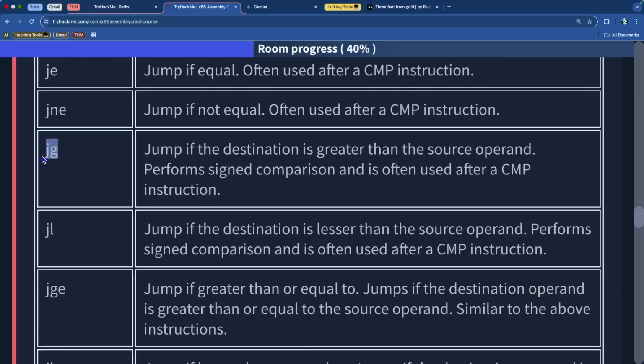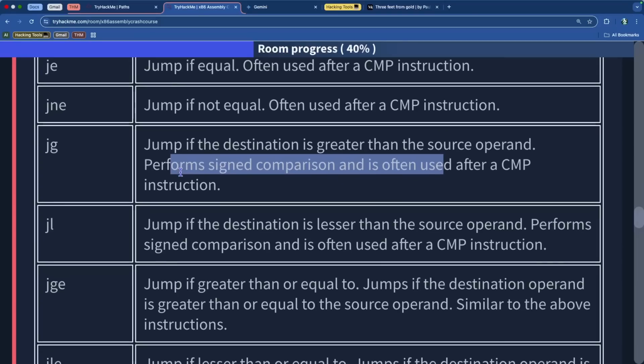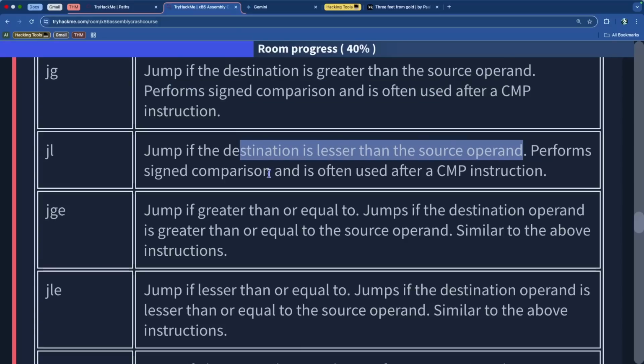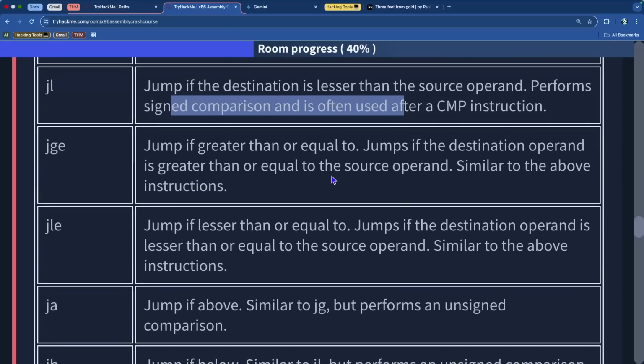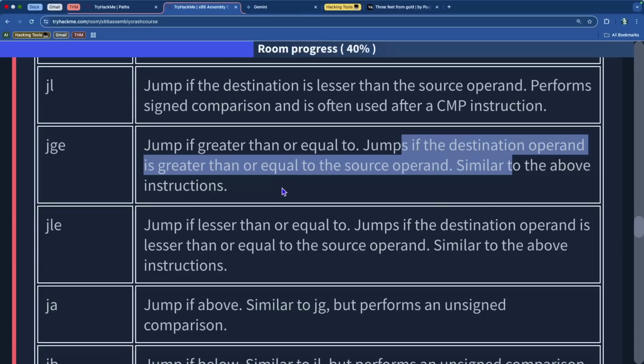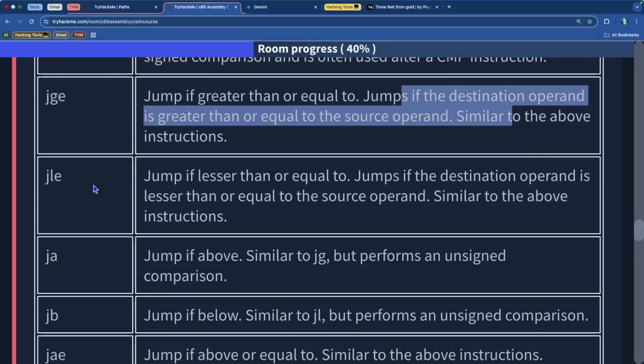So then we have JG. If the destination is greater than the source, then you want to jump. It performs a signed comparison and is often used after a CMP comparison instruction. JL would be jumping if the destination is lesser than the source, performs a signed comparison, and is often used after CMP. JGE is greater than or equal to, and it jumps if the destination is greater than or equal to the source, comparing to the above instructions.